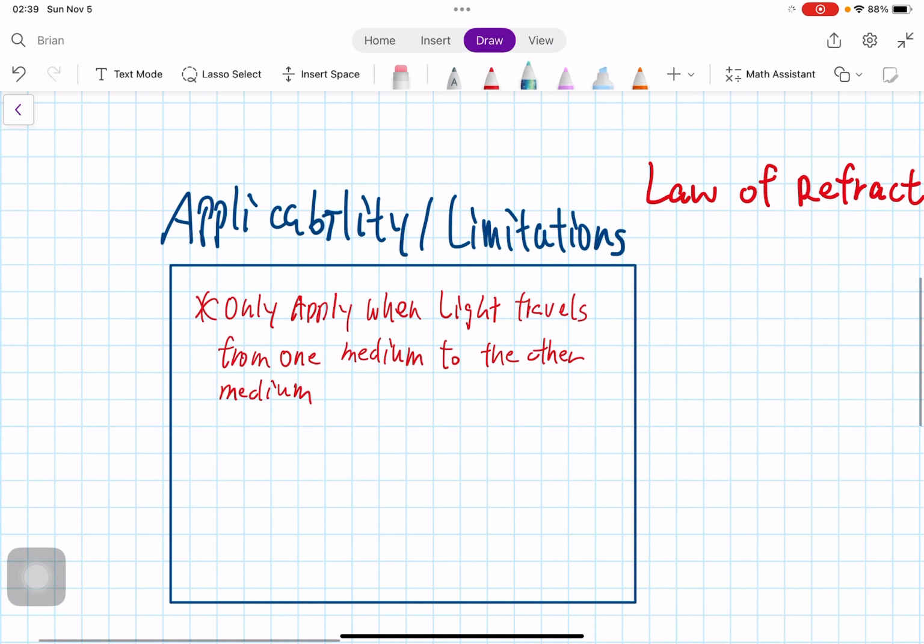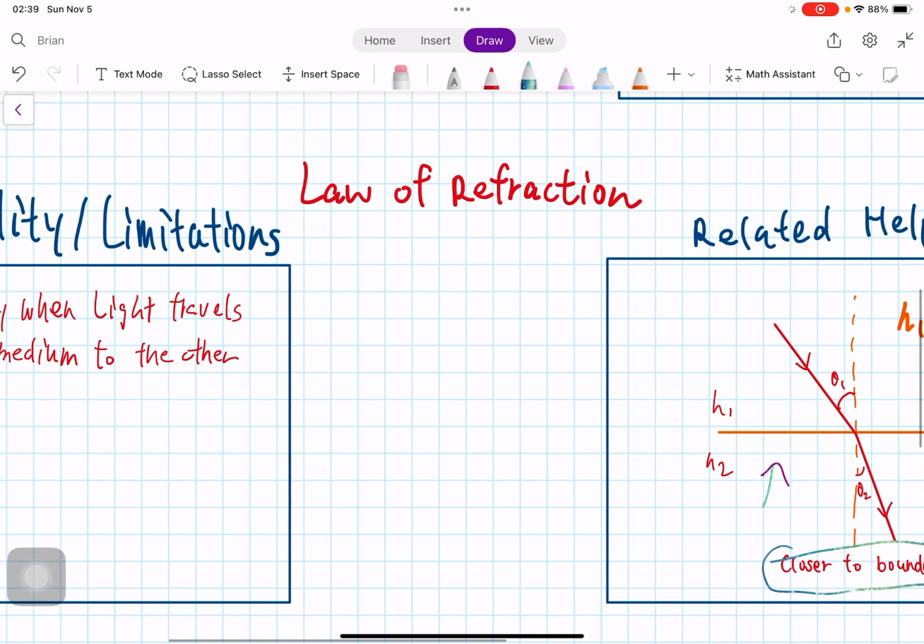And when we look at the applicability or the limitations, it only applies when the light travels from one media to the other. So when we're looking at the same medium, let's say water, then the light will not refract because there's no boundary that differs in medium.